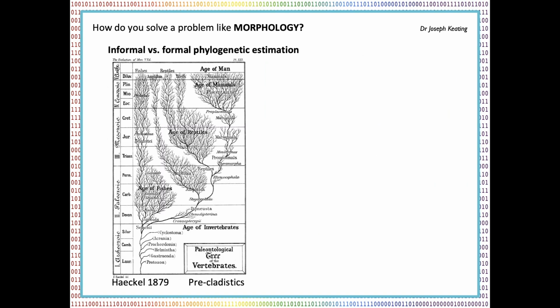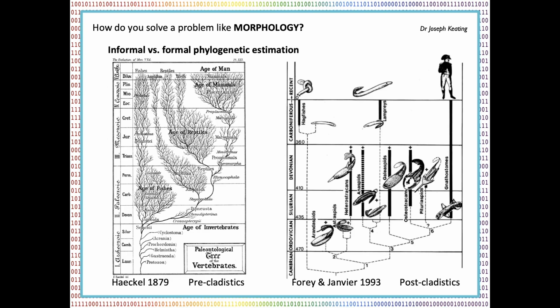Historically, the placement of living and fossil taxa in phylogenetic trees was informal and based on the intuition of individual scientists, using the stratigraphic ages of the respective taxa and a few morphological characters that were considered important. In the 1960s and 70s, a new method became increasingly popular. Cladistics is a method of phylogenetic estimation based on shared derived characters. It paved the way for formalized phylogenetic estimation methods.